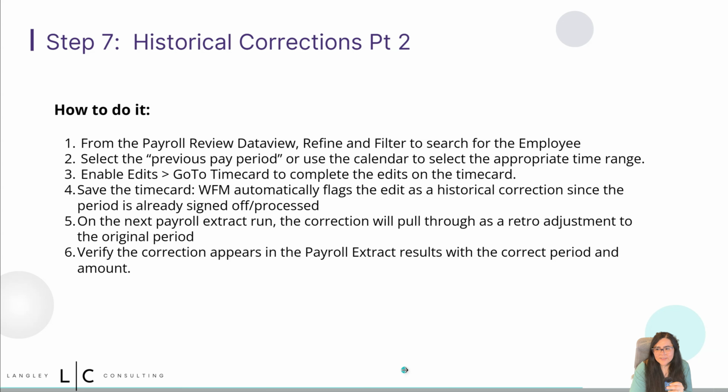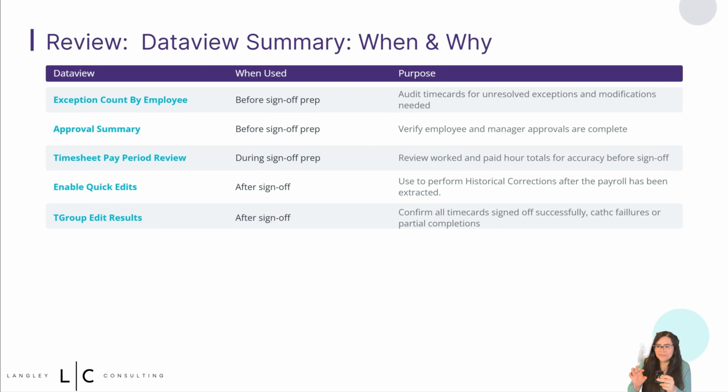And of course, a quick recap here of the data views we used and when they come into play. Exception count by employee and approval summary are your before checks, before you start anything. Timesheet pay period review is during. Group edit results is your after sign off confirmation. And enable quick edits is what you use after payroll's been extracted when you need to make historical corrections. Bookmark these. They're your payroll prep toolkit and already built into your WFM experience.